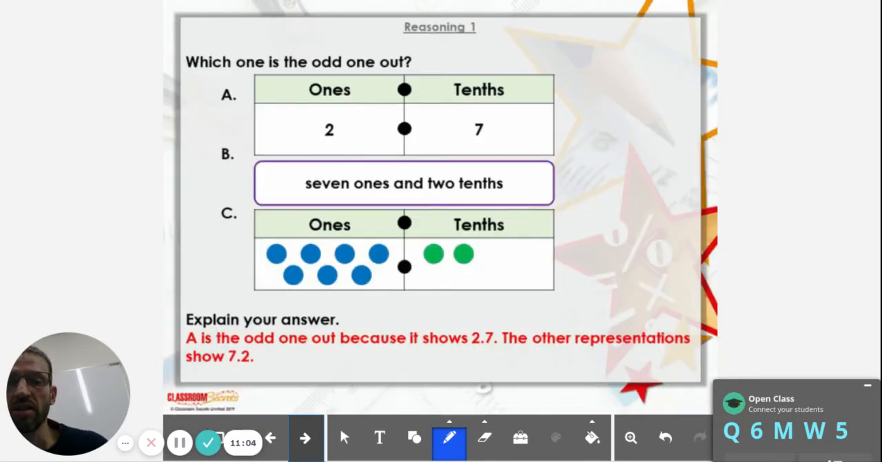We got the answer there. Oh yeah, A is the odd one out because it shows 2.7 and the other representations are 7.2. So there's our answer to that slide.